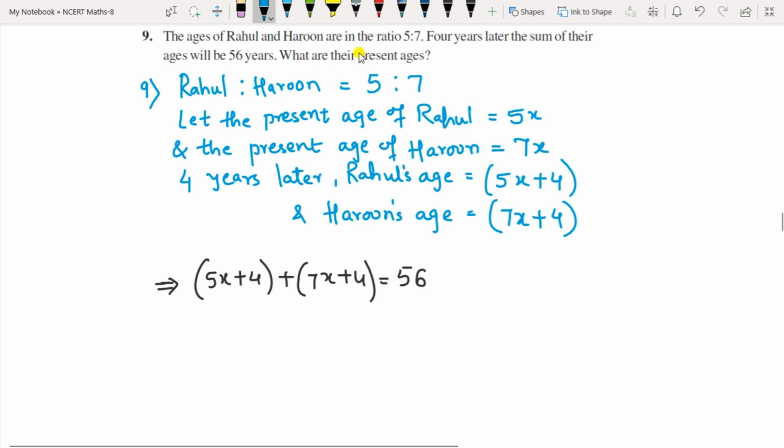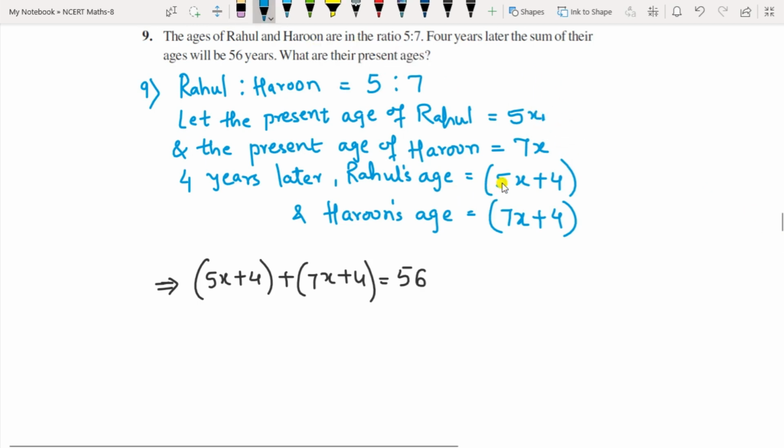Ninth question is, ages of Rahul and Harun are in the ratio 5:7. So likewise I said, if it is given in ratio, you have to multiply with x. So present age of Rahul will become 5x and present age of Harun will become 7x. Then later they are saying that 4 years later. 4 years later means you have to add 4 to both of these. Okay, so you have to add 4.